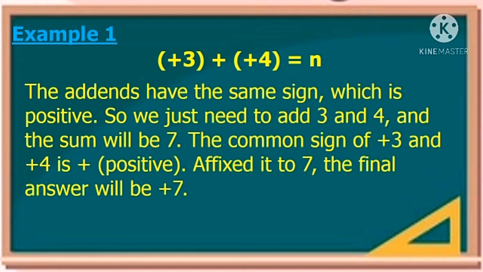The addends have the same sign, which is positive. So, we just need to add 3 and 4, and the sum will be 7. The common sign of positive 3 and positive 4 is positive. Affix it to 7. The final answer will be positive 7. So we have positive 3 plus positive 4 equals positive 7.